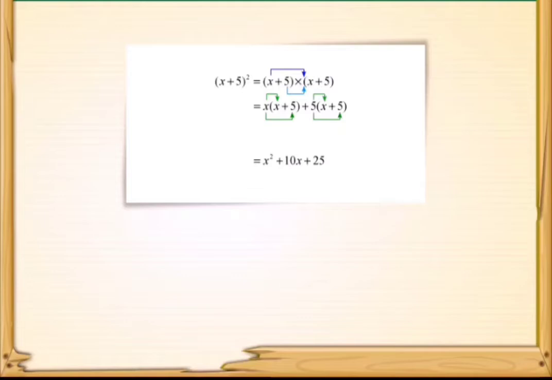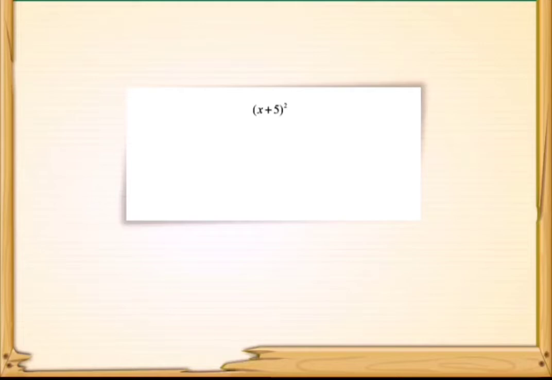Apart from this method, there is a shorter method to simplify the expression (x plus 5) whole squared. Let's find out what it is. To simplify algebraic expressions such as (x plus 5) whole squared by using a shorter method, you need to learn about identities. To understand what identities are, look at the equality shown here.